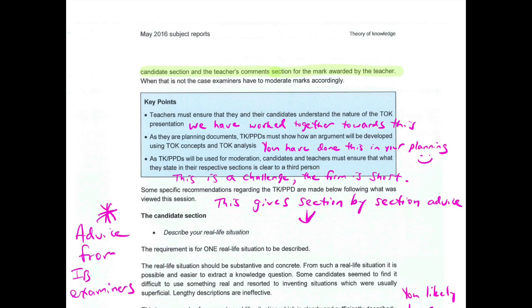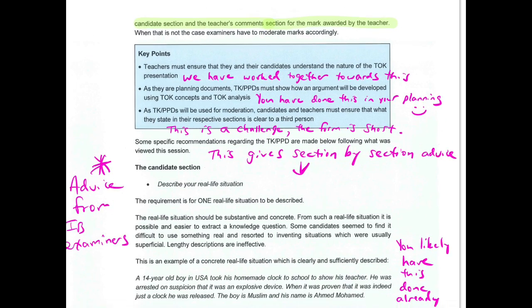So, key points from this document. This is page 2 of the document. We must assure that you have an understanding of the nature of the TOK presentation. We've already worked towards this in your planning. TOK PPDs will be used for moderation. They must be sure that what you state is clear to a third person. So this is your challenge, and that's not easy. So please keep that in mind as you go forward.